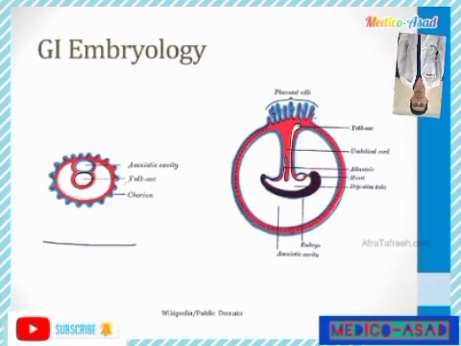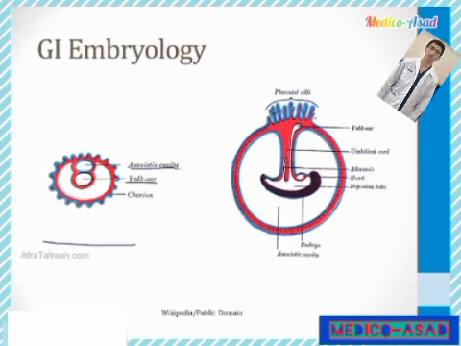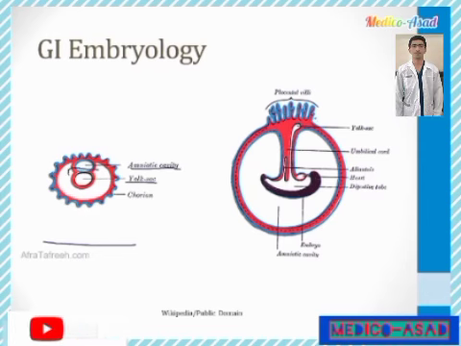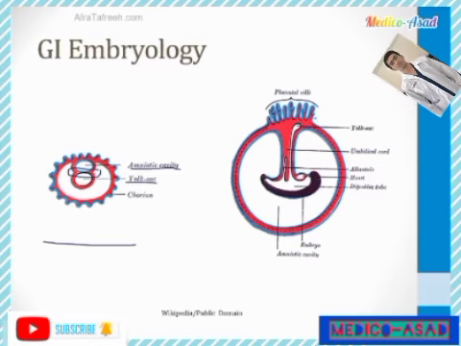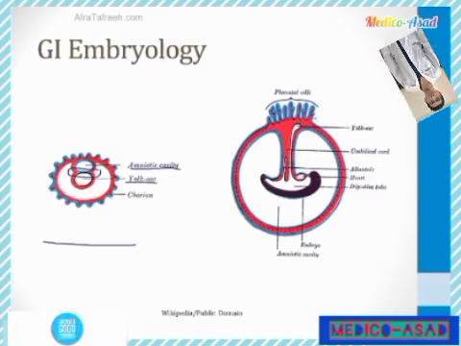There are two cavities, one's called the yolk sac and one's called the amniotic cavity, and where they meet, this is called the embryonic disc, and this is where all the action is in the growth of a human being. This is where all the organs and structures that we know are going to come from.